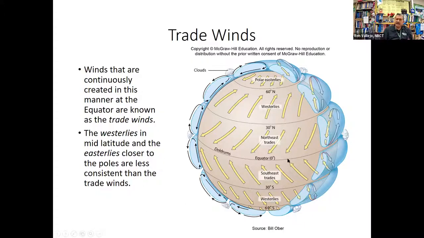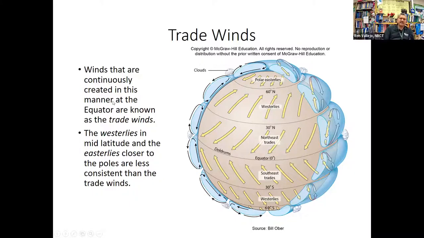Over here, in between, there are areas that are not as consistently windy. We call those areas the doldrums. When people were trying to sail around the world, they would have to plan it out right, because they didn't want to sit in a location that didn't have any winds. So that's the doldrum area right there.